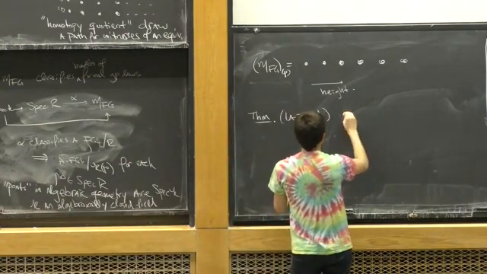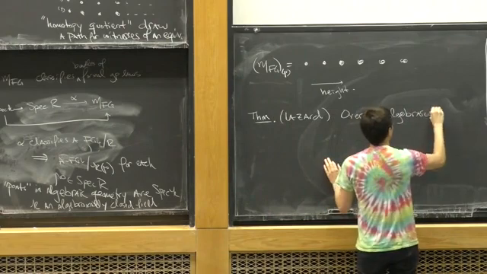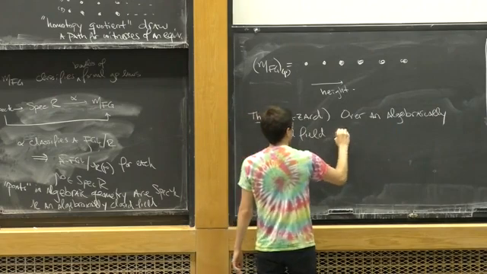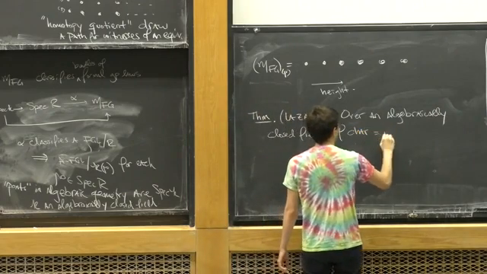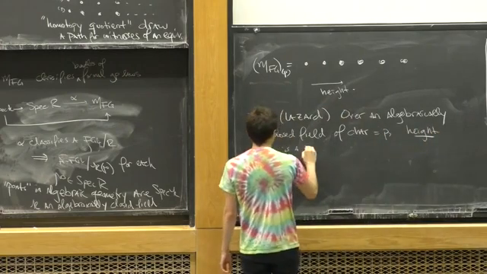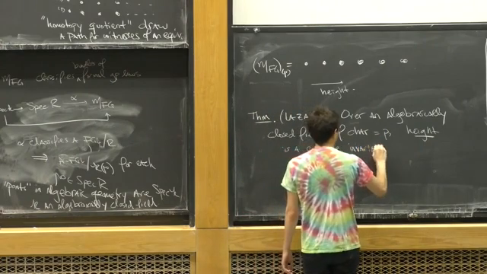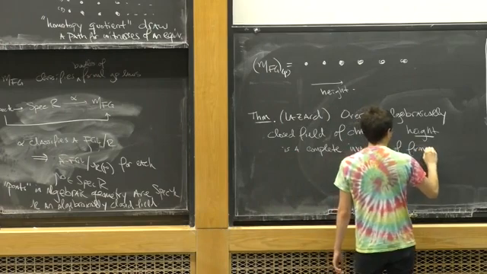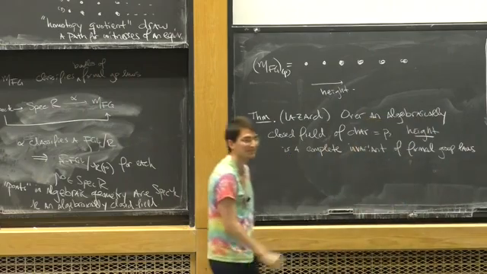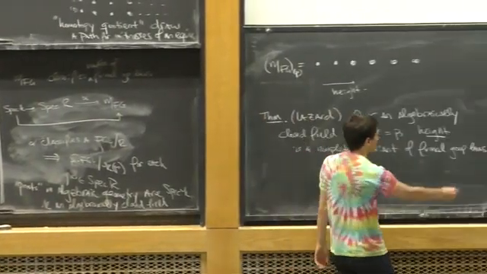It says that over an algebraically closed field of characteristic P, height is a complete invariant of formal group laws. I think Mike said this out loud maybe, but didn't write it down. But I wanted to point this out. So this is what we mean when we draw this picture.